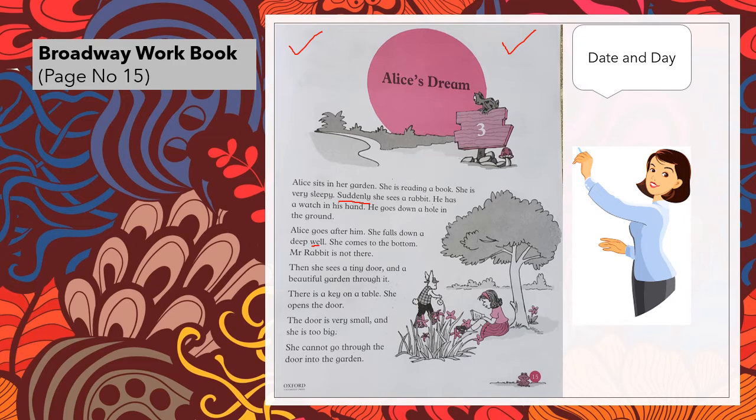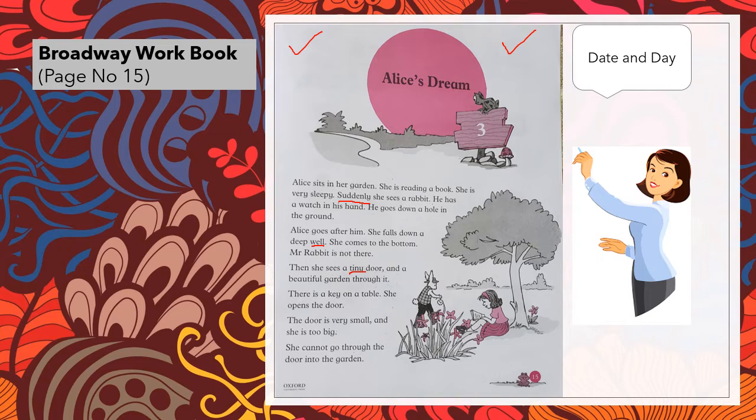Well मतलब उस वो जो होल था, रैबिट होल, वो कनेक्ट हुआ था एक डीप वेल, बहुत गहरे कुएं के साथ. When she comes to the bottom, Mr. Rabbit is not there. Then she sees a tiny door. Tiny मतलब बहुत छोटा सा डोर, बहुत छोटा सा दरवाजा.